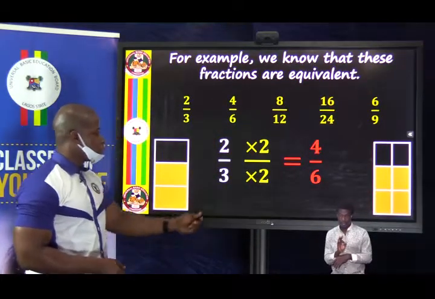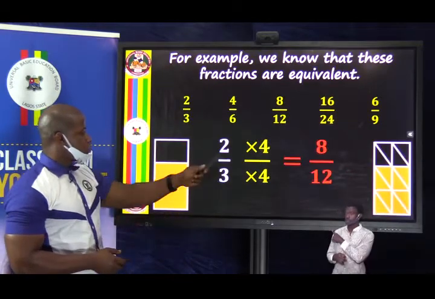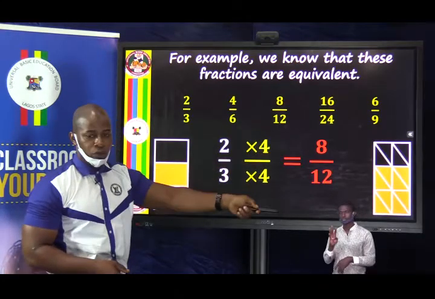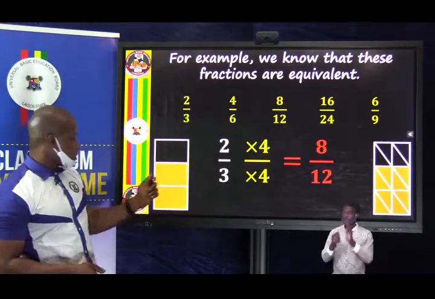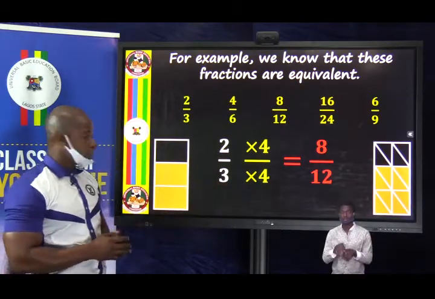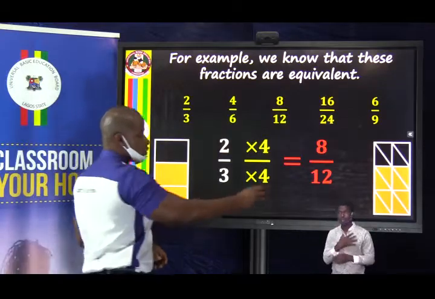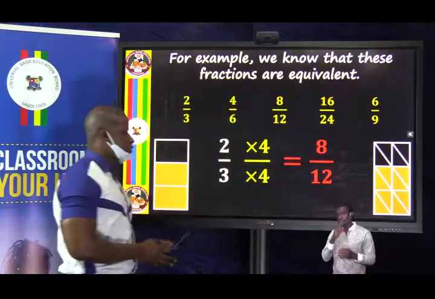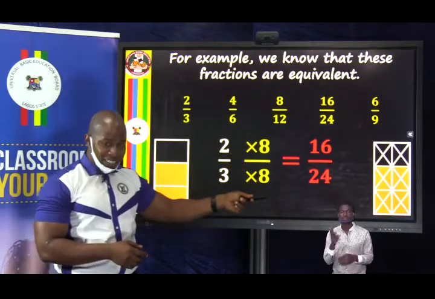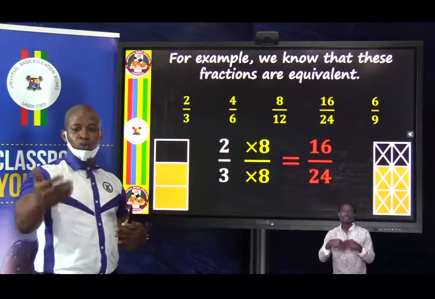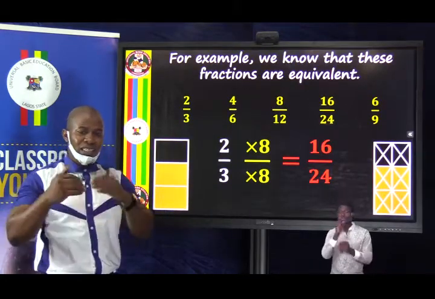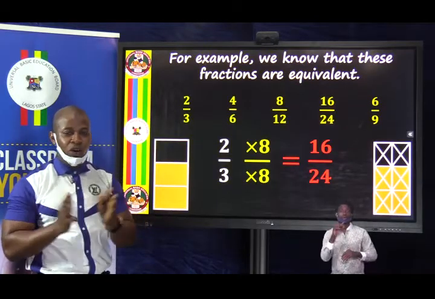The same thing applies to the other ones. 2 times 4 is 8. Then 3 will also be multiplied by 4. And I will get 8 over 12, which is represented like that. And as you can see, the yellow part is still of the same size with this one altogether. This yellow part here and this yellow part here, still of the same size. Okay, so moving on, 2 times 8 will give me 16. 3 times 8 likewise will give 24. So you can continue to do that. All these fractions will be the same in size. It's just that it is the numbers of the numerator and the denominator that will be changing.